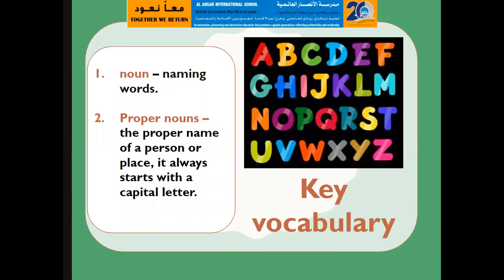Our key vocabulary for this lesson will only be 2 words. Number 1, noun. What is a noun? A noun is a naming word of a place or a person or a thing. Number 2, proper nouns. What are proper nouns? Proper nouns are the names of people or places. But remember, it always starts with a capital letter.